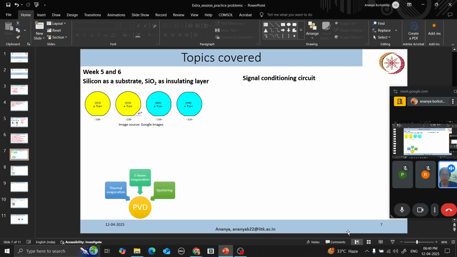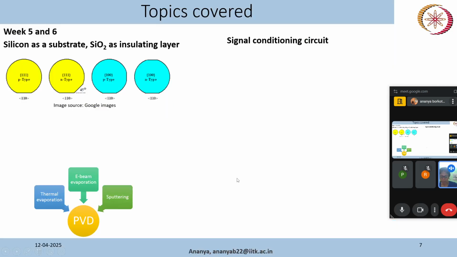Next, let's go to week 5 and 6. I will not explain these things much. In week 5 and 6, first we learned the different types of silicon substrates. By looking at the primary flat and secondary flat, where the primary flat is the bigger flat one and the secondary flat is the smaller one, based on the location we can decide the type of the silicon wafer, whether it is 111p type, 111n type, 100p type, or 100n type.